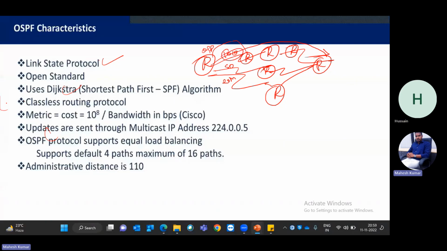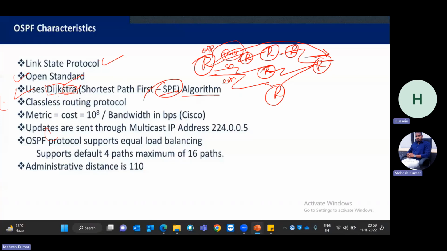OSPF is an open standard. Open standard means we can configure it on any manufacturer's equipment, like Juniper, HP and Cisco. Anywhere we can use it. OSPF uses the Dijkstra algorithm, or we can also say the shortest path first algorithm, to find the best path. This is the algorithm used by OSPF, that is, shortest path first. We also call it Dijkstra, who invented this routing algorithm. The guy's name is Dijkstra.